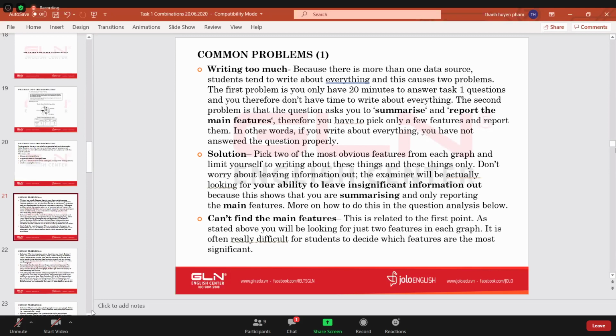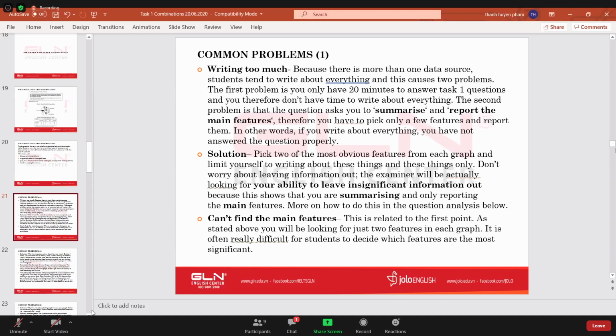When it comes to solutions, pick 2 of the most obvious features from each graph and limit yourself to writing about these things and these things only. Don't worry about leaving information out. The examiner will actually be looking for your ability to leave insignificant information out, because this shows that you are summarizing and only reporting the main features. More on how to do this in the question and the list below.